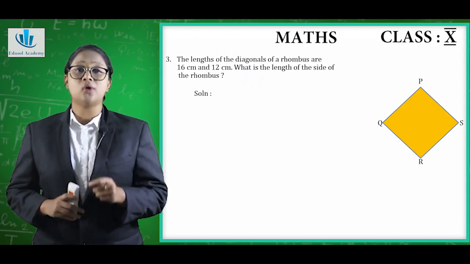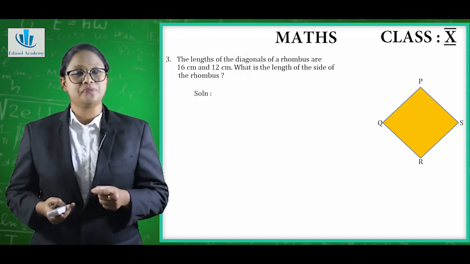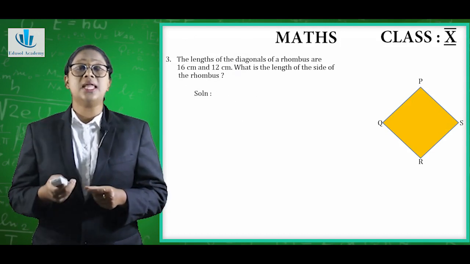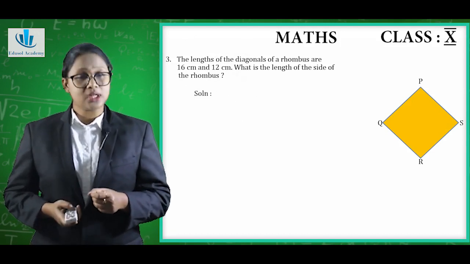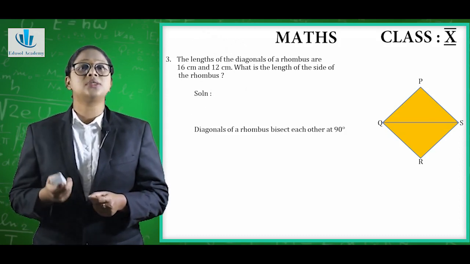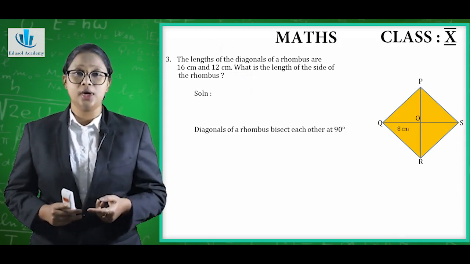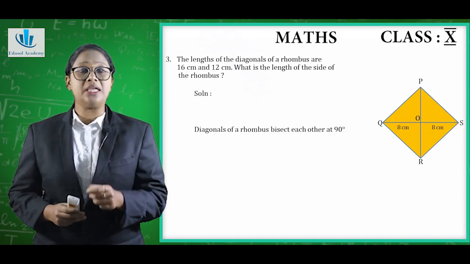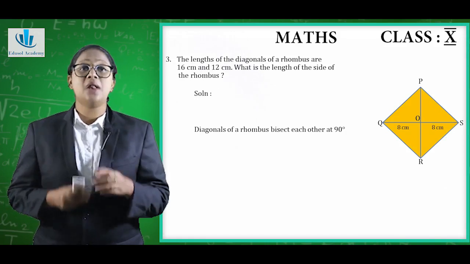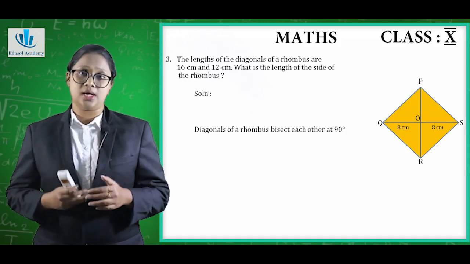I repeat, in a rhombus, the diagonals are perpendicular bisectors of each other. Okay, so let's construct a rhombus here, namely PQRS with diagonals PR and QS joined. They are meeting at O. So we got the diagonals and what is the property? They are perpendicular bisectors. So perpendicular means at angle O, they make 90 degrees each, and bisectors means they are divided into two equal halves.